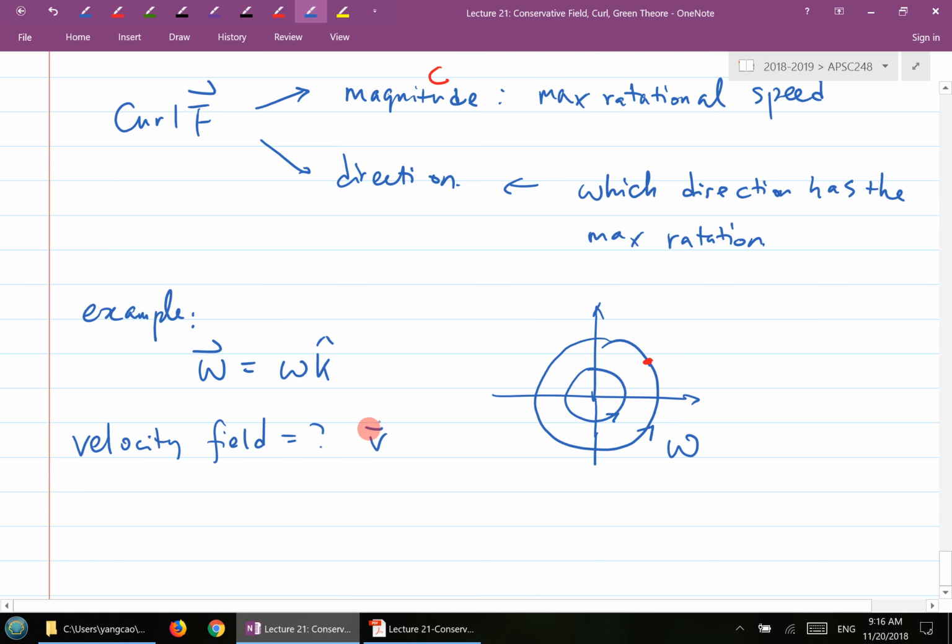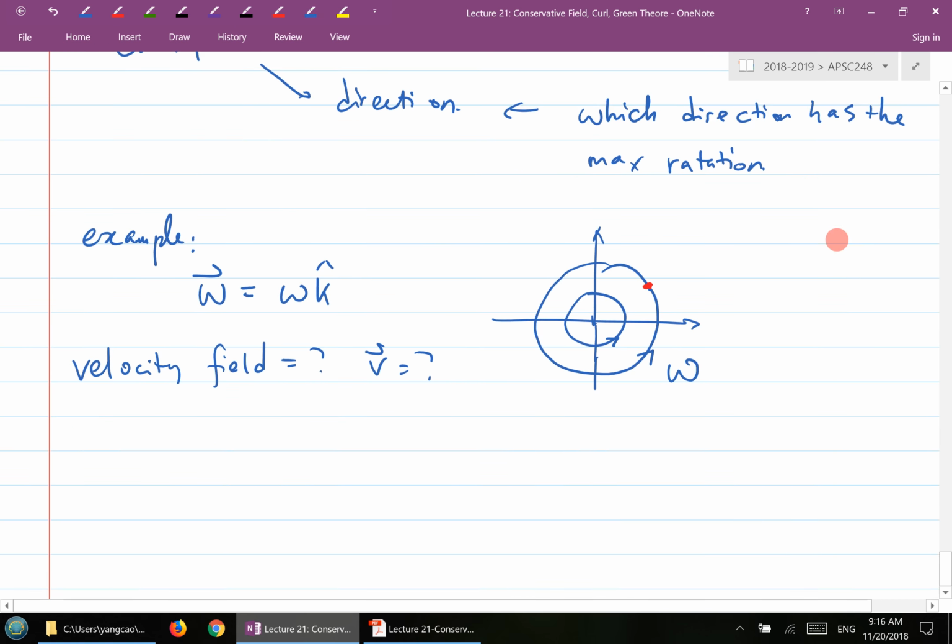So V equals what? I want to derive this quantity out of here. To derive the velocity field basically means if you draw any line, you pick any point on the line, and you have a velocity at that point. As you go a little farther from the origin, you have a higher linear velocity at that particular point. That's a velocity field. So as you go away, at each point you get that.